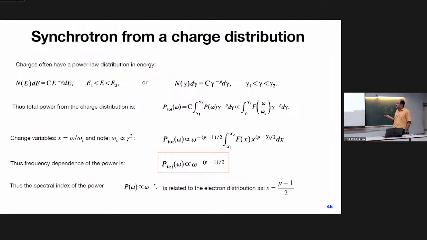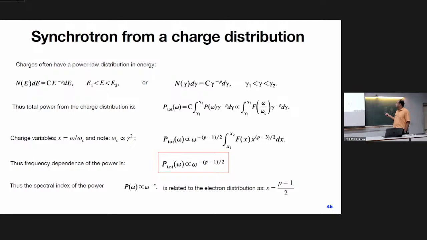In most cases, the electron energy distribution goes something like this. It's the power law, N(E) proportional to E to the power minus p. Or you can transform it into gamma space, N(gamma) d gamma equals C gamma to the power minus p d gamma. So for the total power, again, you integrate over the distribution function. You take the synchrotron emission from a single monoenergetic electron and integrate over the energy distribution function of the electrons.